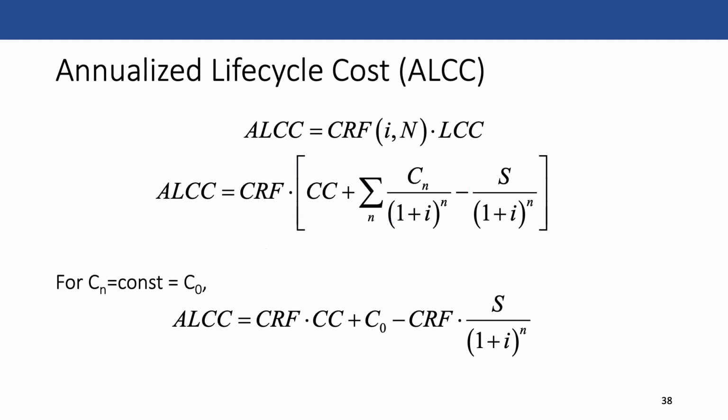Note that in this bottom equation here, this C0 has been multiplied with the CRF, it's being simplified. And so if Cn is constant, it's just saying we'll have that as this value. I'm not the biggest fan of this particular type of equation.